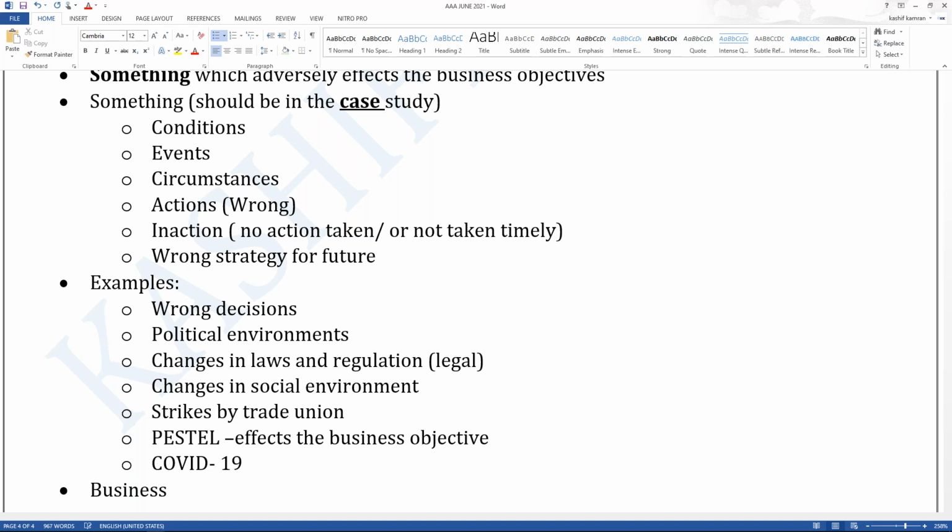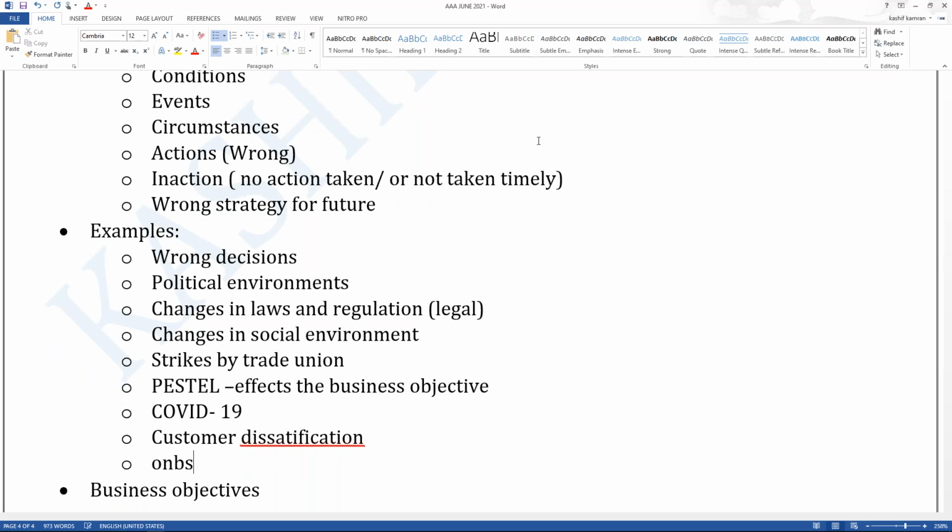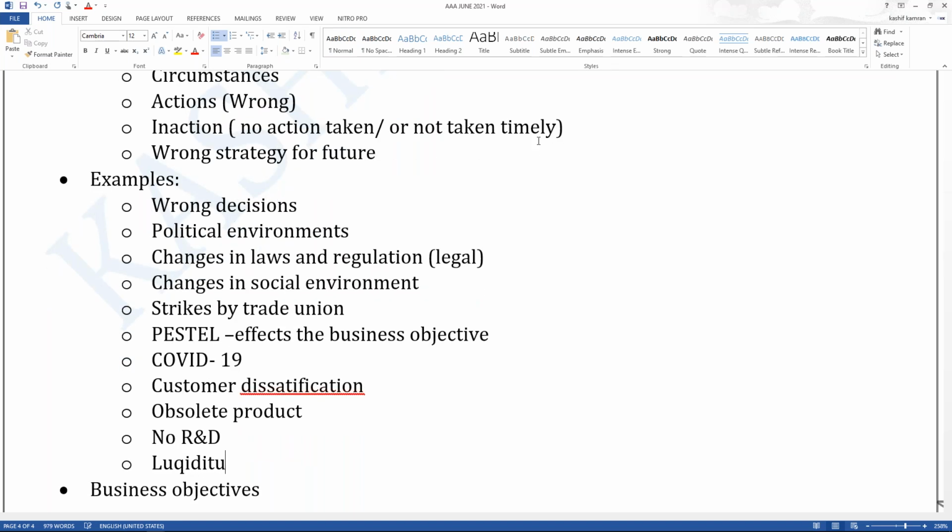Let's make a list of business risks. Yes, agree with your examples. Customer dissatisfaction, obsolete product, no research and development. Liquidity problems can affect business objectives.